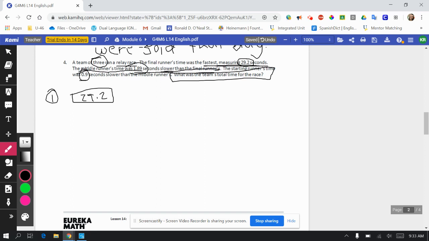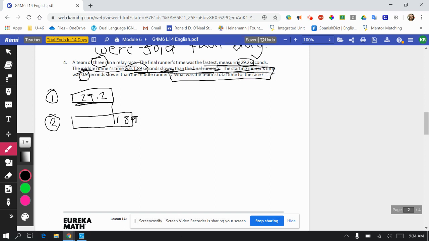So again, we've got that comparison language. Now, here's something I want you to notice about comparison, okay? It's saying he was slower. So does that mean his time is going to be more than or less than the 29.2? If he's slower, this is the middle runner. If he's slower, then his time is actually going to be more. Okay, you think about that because the first runner ran the race in 29.2 seconds. The second runner ran it in 29.2 plus 1.89. So we're going to have to add there.